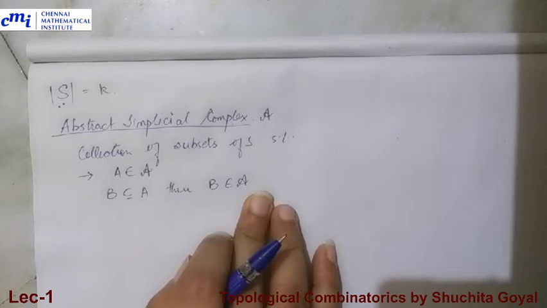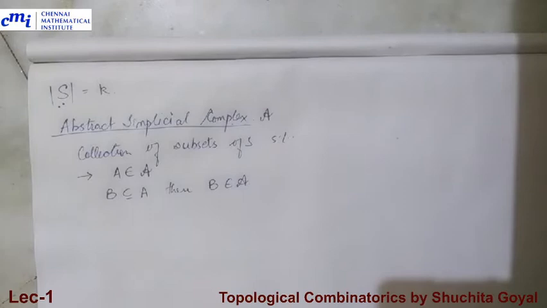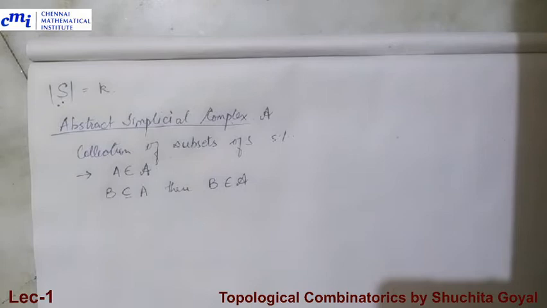Okay, so as soon as this condition is satisfied, we would know that this gives an abstract simplicial complex. And as before, the dimension of a simplex, abstract simplex, is going to be 1 less than the cardinality of that set.